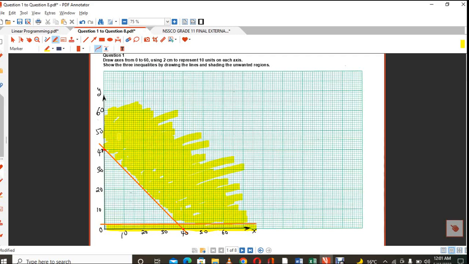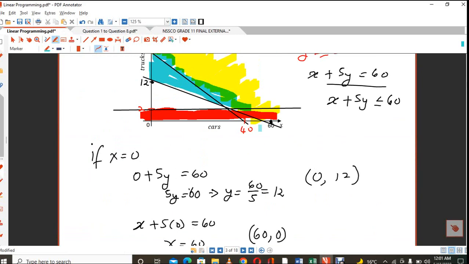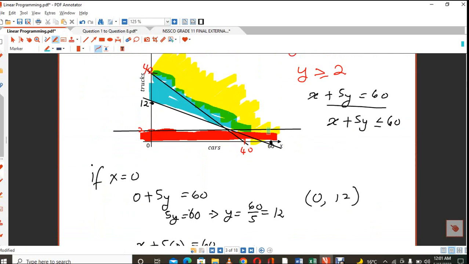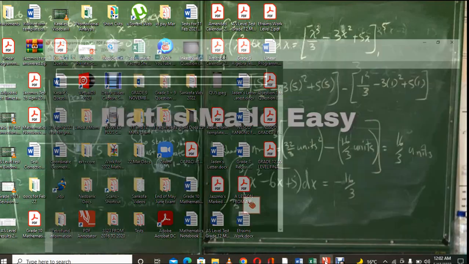The next one is the line, if you can remember from my previous work there, all right? And if I can just scroll back, because I had that sketch there. So it is this one, x plus 5y is less than or equal to 60. So at the points 12, 0, and 12 and 40 or 60. Okay, I'm referring to these particular points here. And that is the line that I am going to draw now.